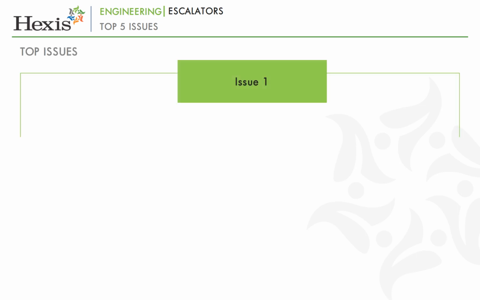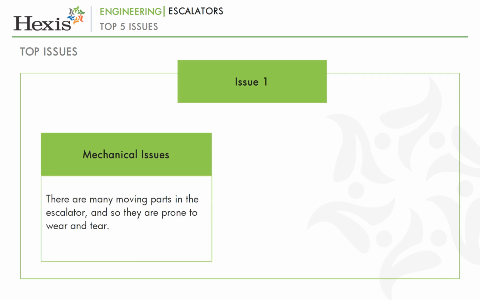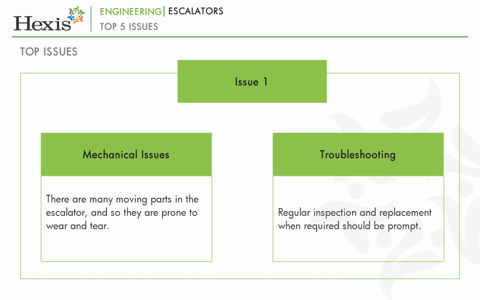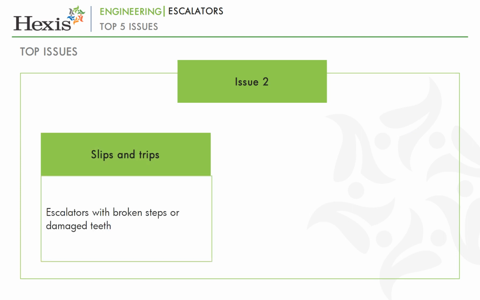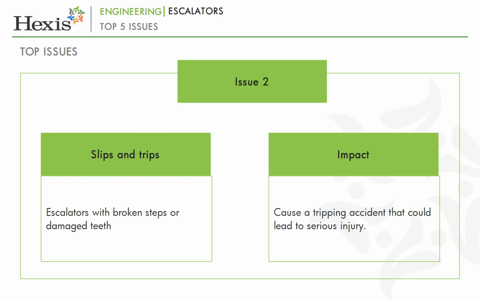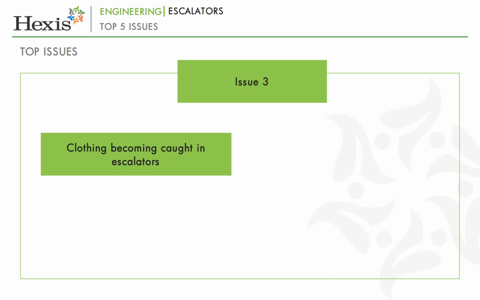Some of the issues with escalators are as follows. Mechanical failure. Since there are many moving parts in the escalator, they are prone to wear and tear and hence regular inspection and replacement when required should be prompt. Slips and trips. Escalators with broken steps or damaged teeth could cause a tripping accident that could lead to serious injury. Clothing becoming caught in escalators.